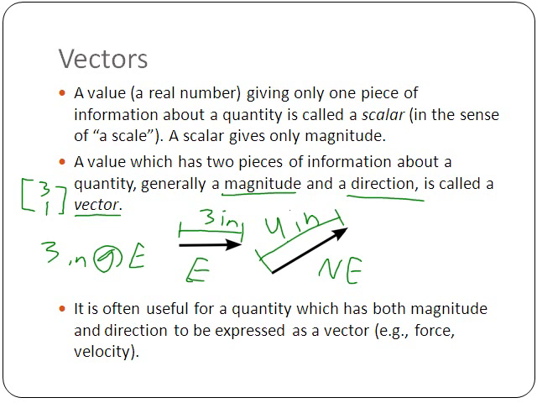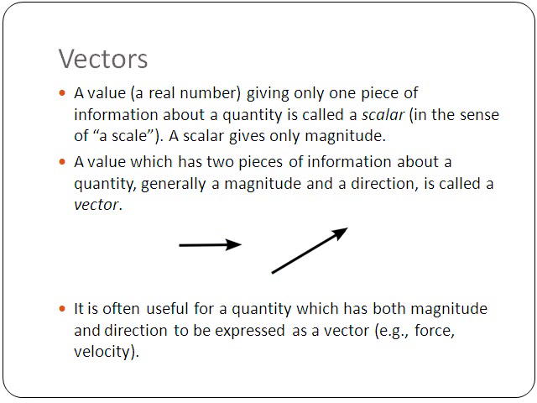So these are common cases where we'll be using vectors in physics. It's often useful for a quantity which has both magnitude and direction to be expressed as a vector. We could technically write them separately, but as we're going to find out, to combine things that are vectors, it's critical that you leave them as vectors. You can't split them up. They just don't work when you do that. And so force and velocity are two examples of this. Let's take a look at how we might describe direction, because that's important for doing this.